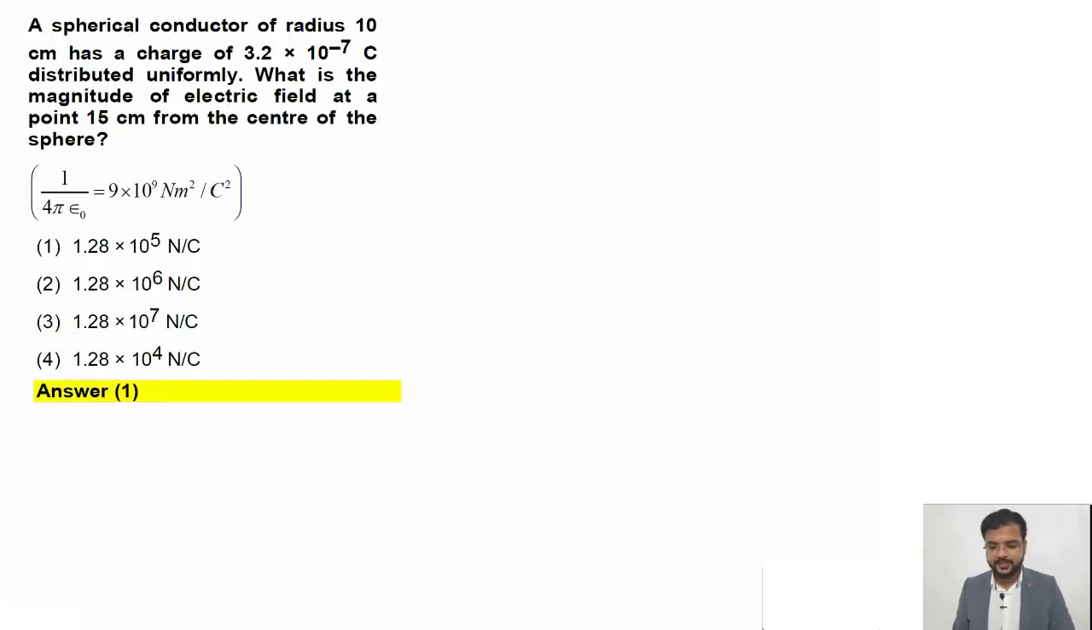Question number 30. A spherical conductor of radius 10 cm has a charge of 3.2 into 10 raised to minus 7 coulomb distributed uniformly. What is the magnitude of electric field at a point 15 cm from the center of the sphere? So in this question, we are taking one sphere, the radius of the sphere is given as 10 cm, and the charge is also given, 3.2 into 10 raised to minus 7 coulomb. He is asking what is the electric field at this point, and the distance from here to here is 15 cm.